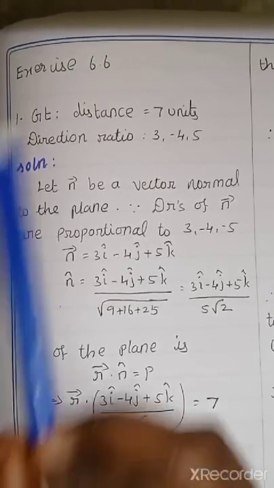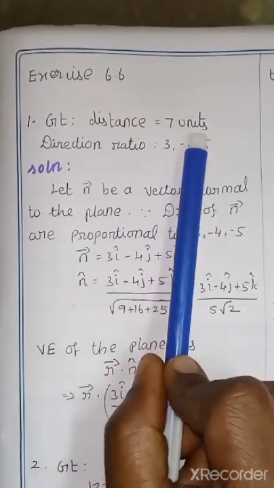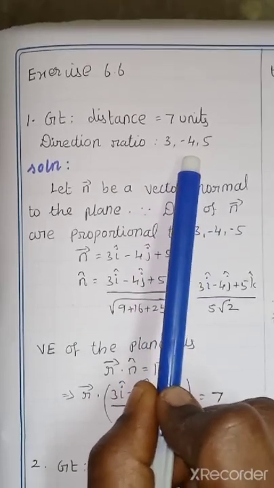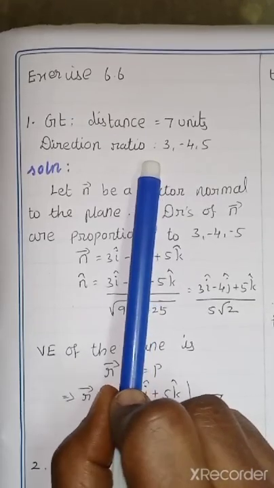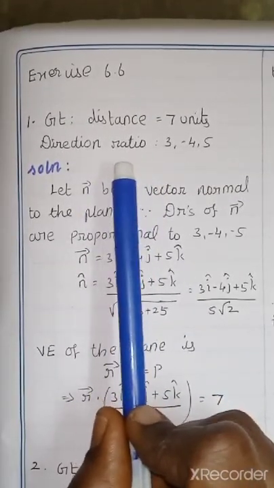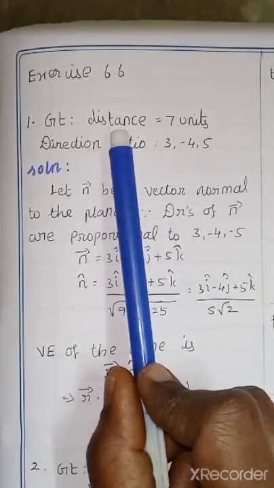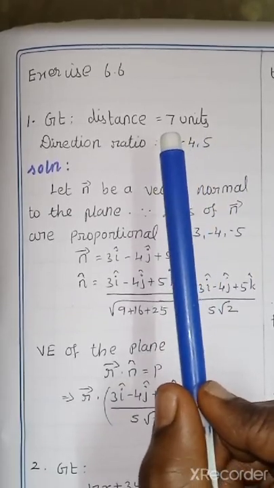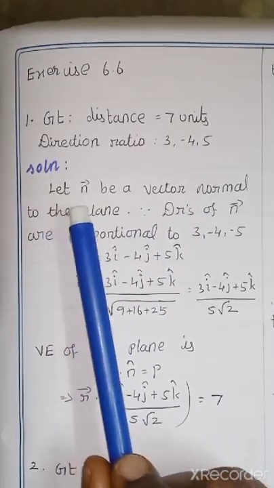So what is given? One distance is given from the origin, and what else is given? 3, minus 4, 5 is the direction ratio of a normal. Direction ratio of a normal is given. So if direction ratio of a normal and distance are given, what is your vector equation? r dot n cap is equal to p. Correct? Okay, let's see the solution.